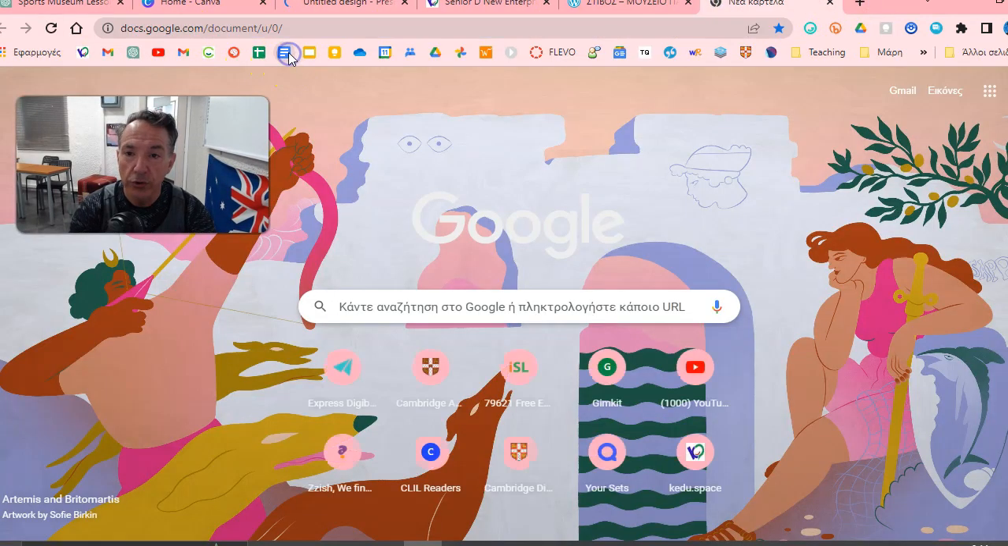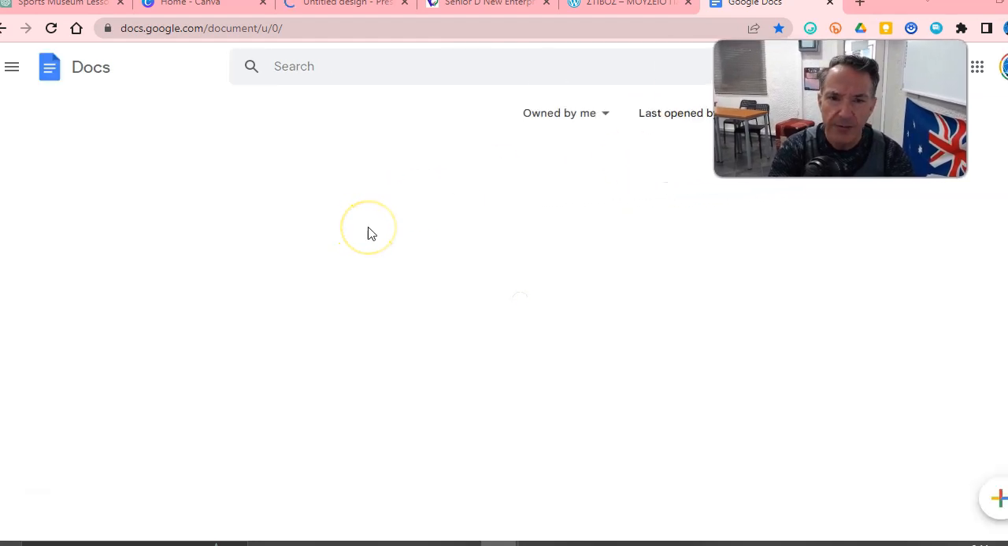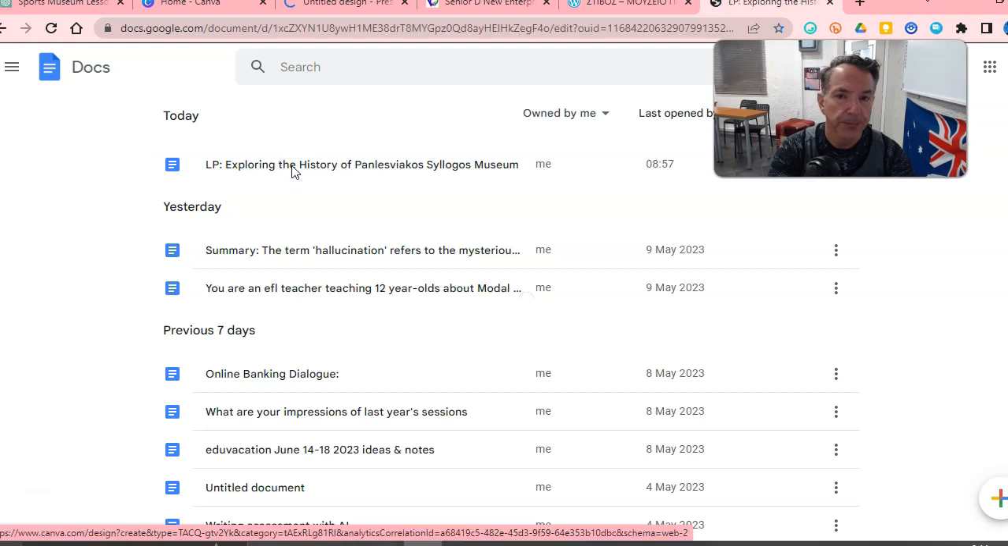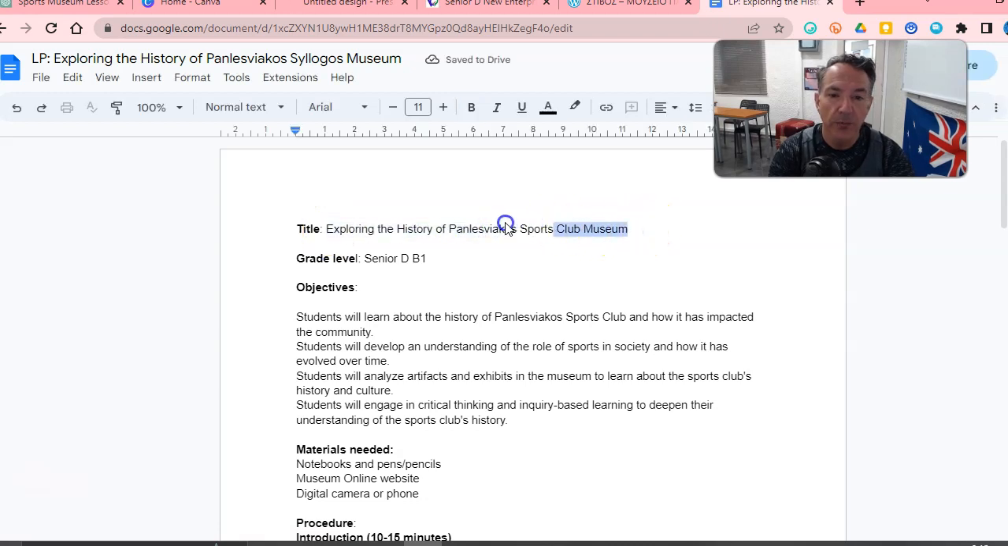I copy-pasted it into Google Docs so I can have a copy, and started writing my own notes, started refining it this morning. It took me a couple of minutes, and I'll be using this with my students. Basically, the title is Exploring the History of Olympiakos Sports Club Museum.